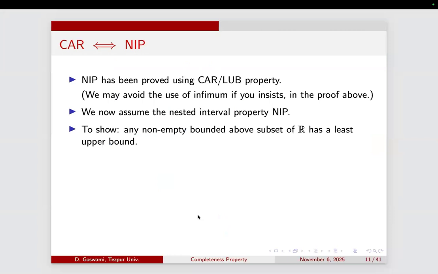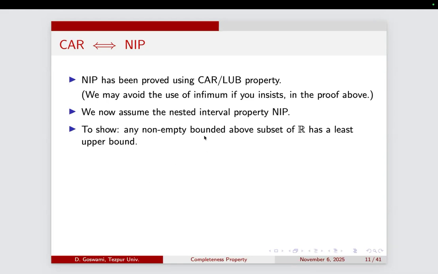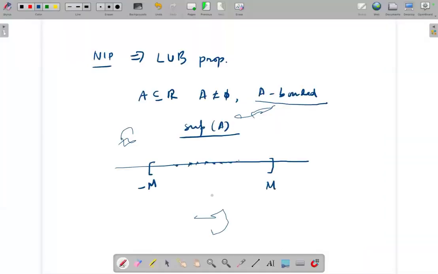Any non-empty bounded above subset of R has a least upper bound. So what we have to show, I'll start with a non-empty bounded above subset. Let A be a non-empty bounded above subset, and I will try to show it has a least upper bound. But what I'll be using? I'll be using the nested interval property. That means I have to create some interval. How do I create an interval? That's the whole point. So I create an interval by taking, so A is a non-empty set, so I can take an element of A.